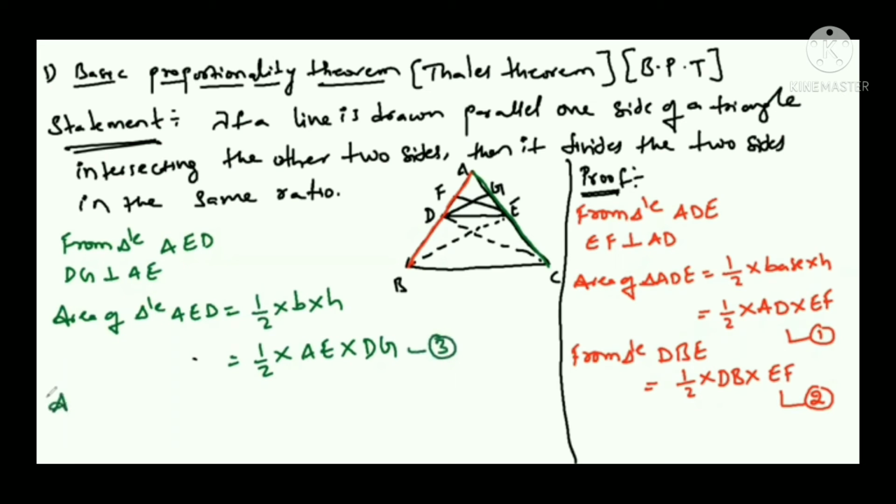And area of triangle ECD is equal to half into, now what is the base here? EC is the base and the height is always DG for this entire line. So this is the fourth equation. Now we got 1, 2, 3, 4. Now what do we have to do?